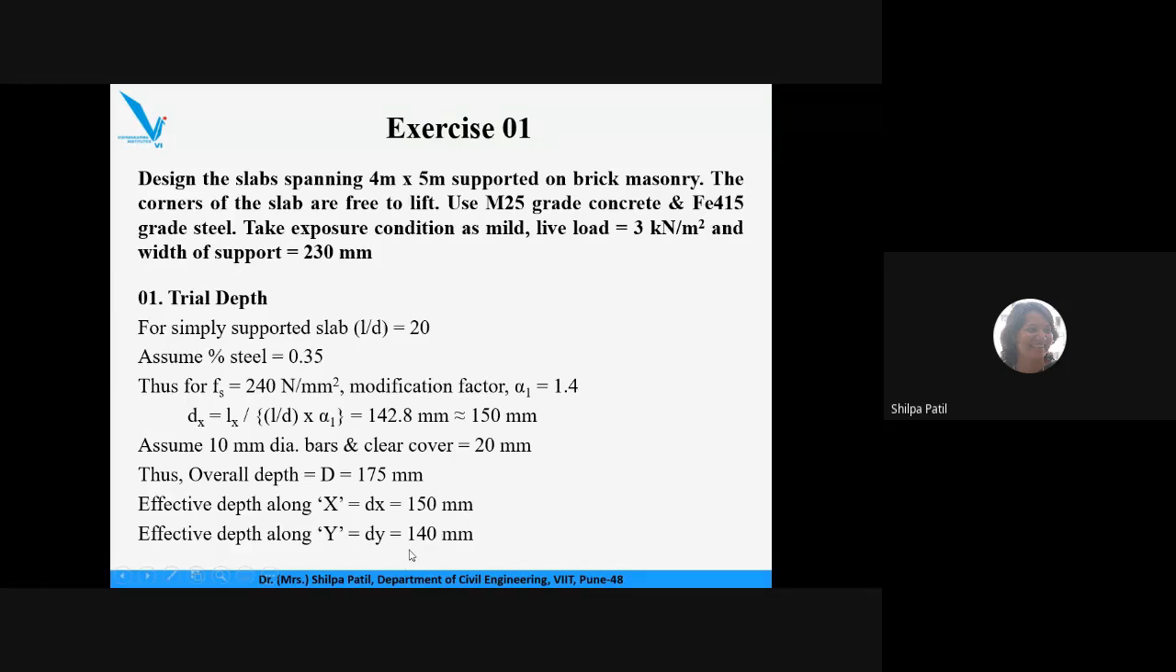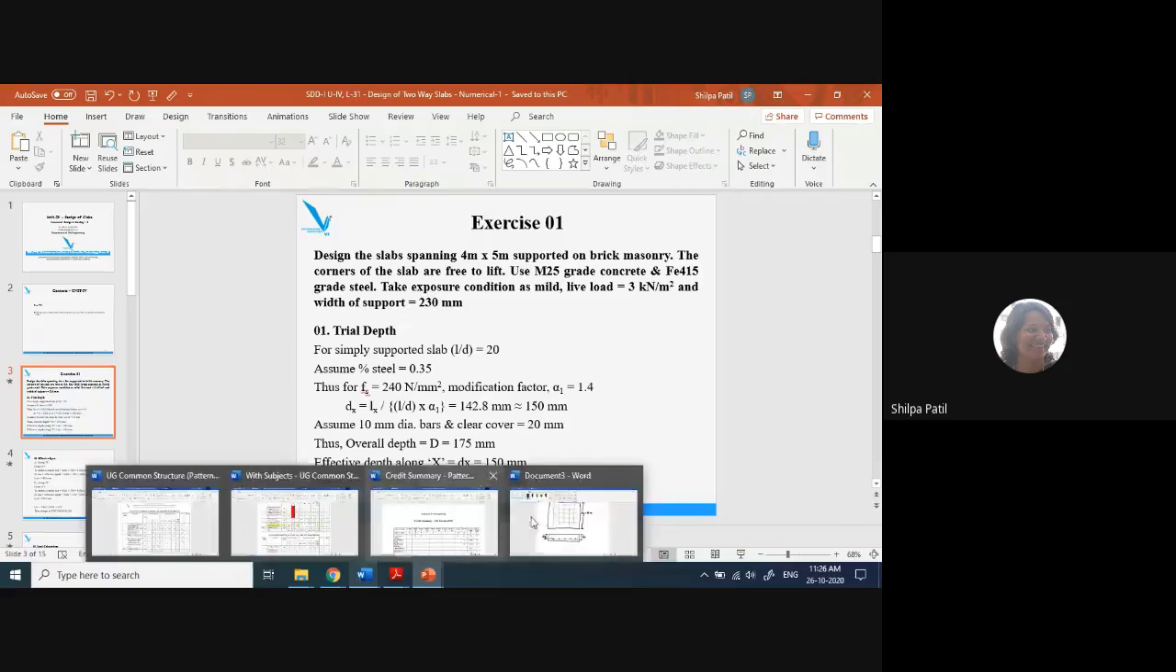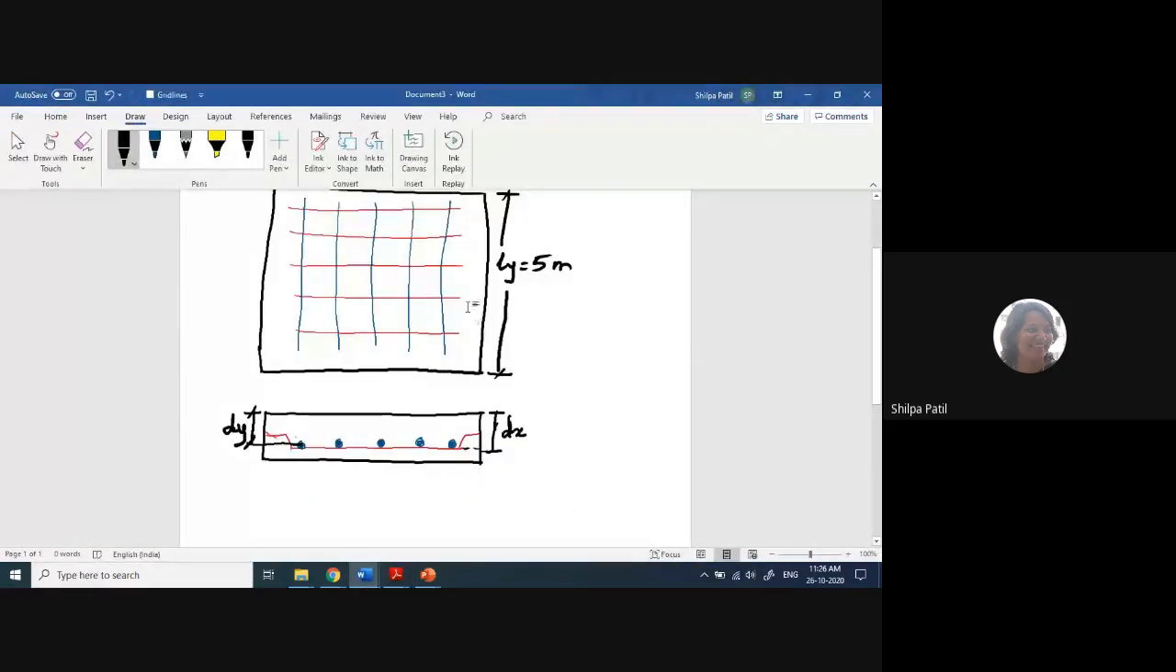Now why 140? Because if I go back to this diagram again, the main reinforcement placed along the x direction, its diameter is 10 mm. The main reinforcement along y-axis is also 10 mm. So dx is at the CG of this reinforcement. So the 5 mm radius of the reinforcement along x-axis and 5 mm radius of the reinforcement along y-axis, 5 plus 5, 10 mm we have to subtract from dx to find dy. This is the calculation for dy. Is it clear to everybody?